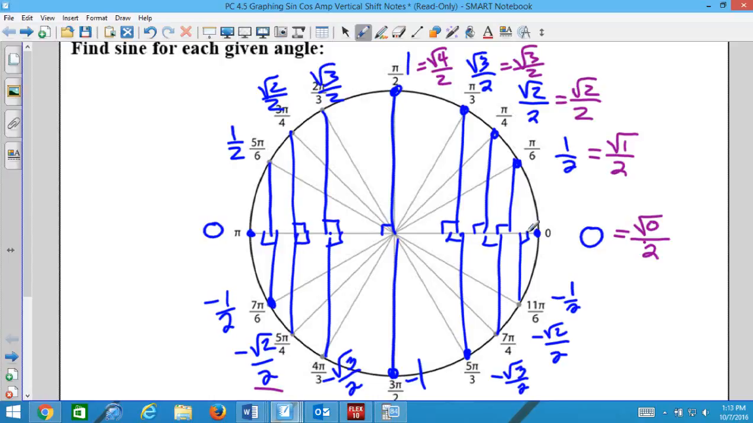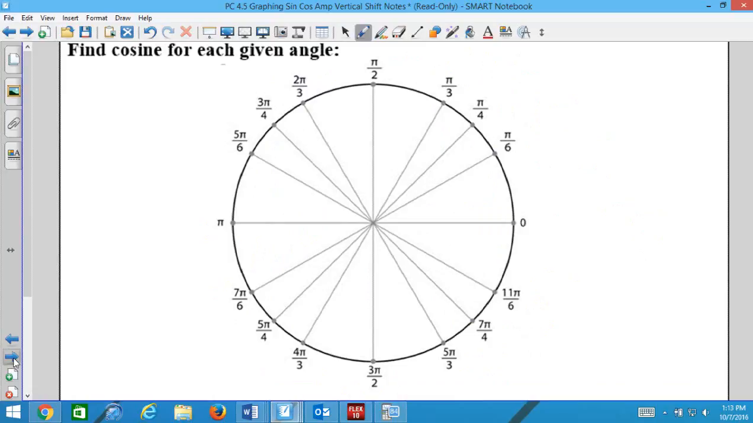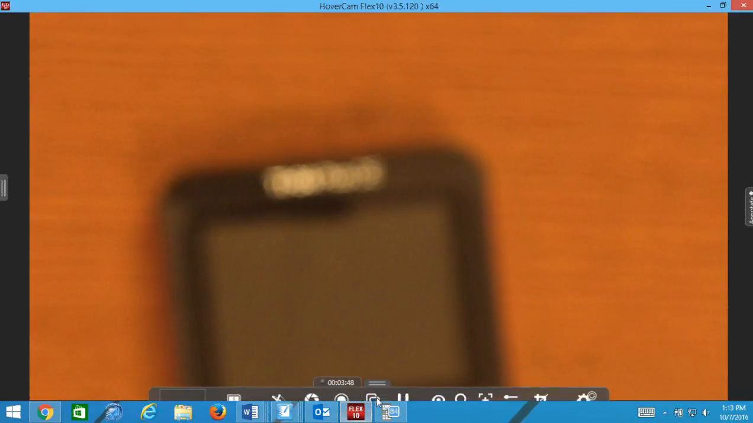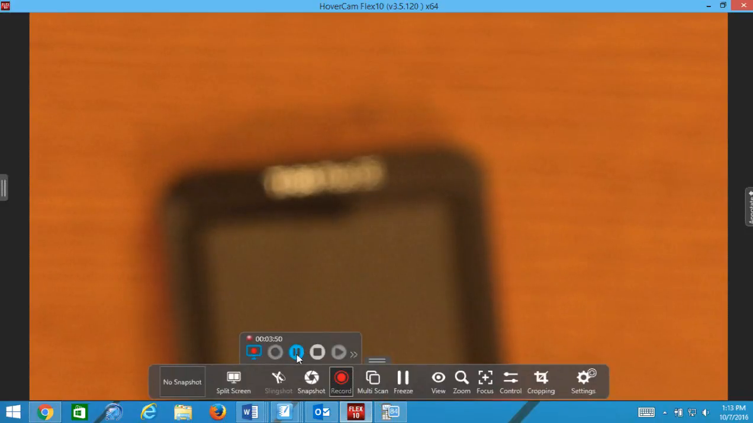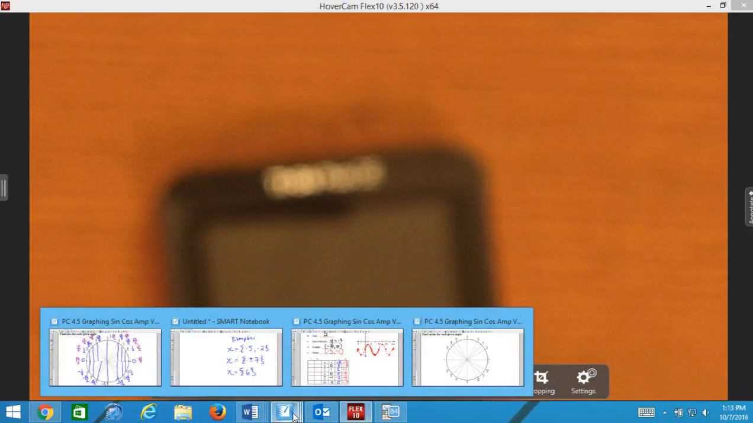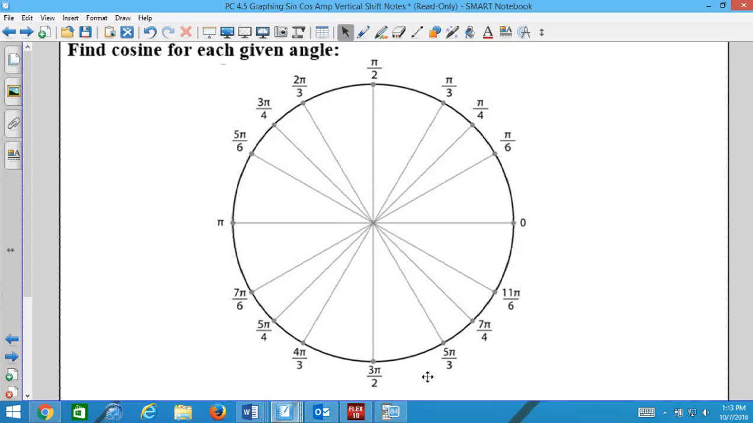All right, so let's do cosine. If you haven't filled out cosine yet, take a moment, pause this, and fill that one out. And we're going to talk about the same thing that we just talked about. We are trying to gain a deeper understanding for this now that you're in pre-calc. You did this stuff last year, too. You're in pre-calc, you're trying to get a deeper understanding.